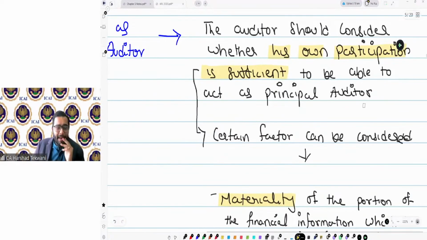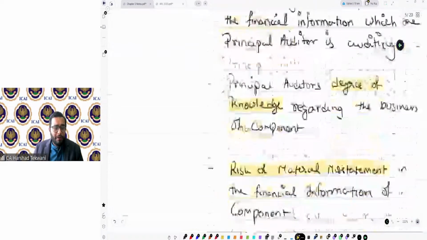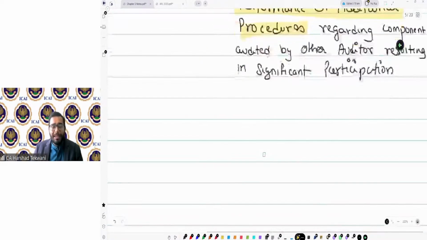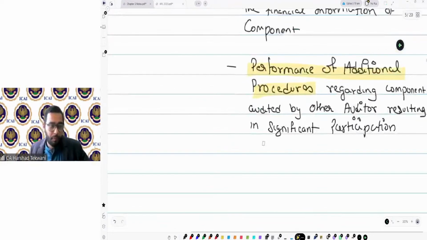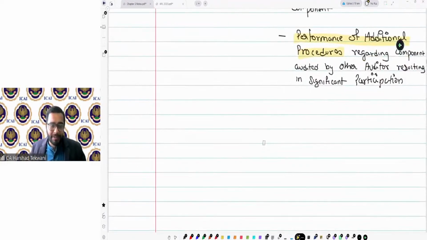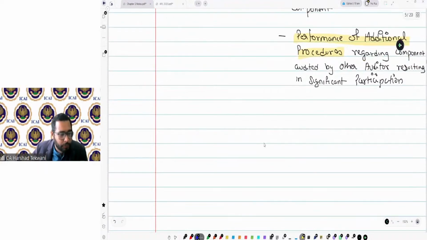So as I said, the performance of additional procedures is required in this scenario by the principal auditor in order to have a significant participation in such audit. Now, what are these procedures that the principal auditor has to perform? That is very important to understand. So, the principal auditor's procedures.